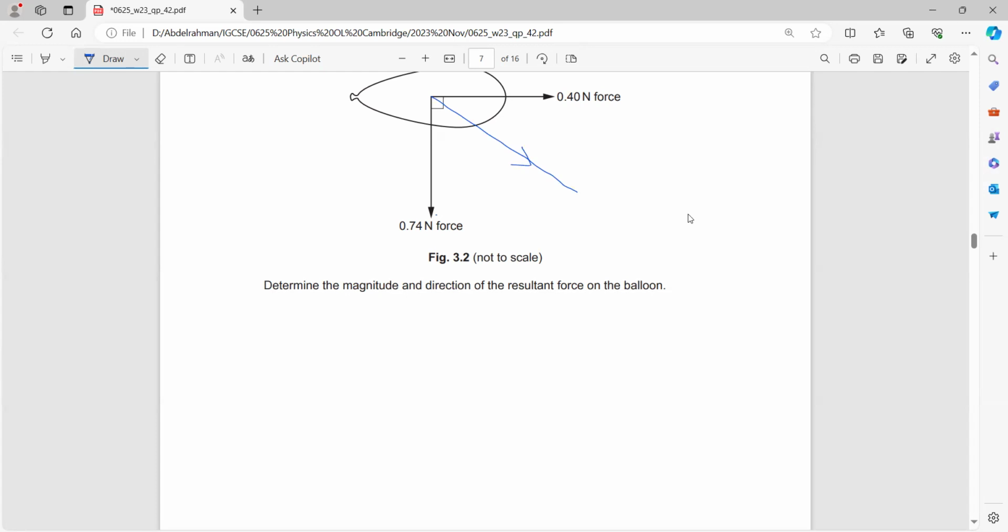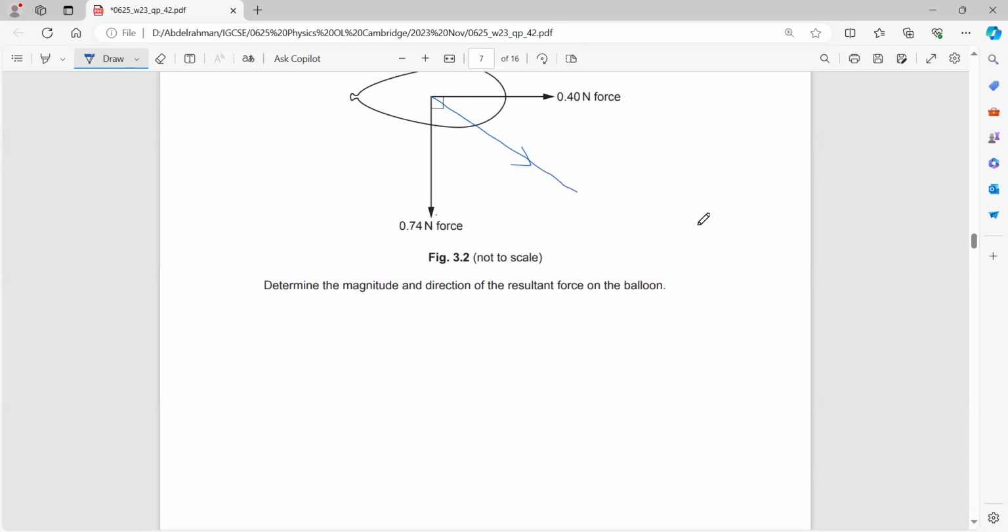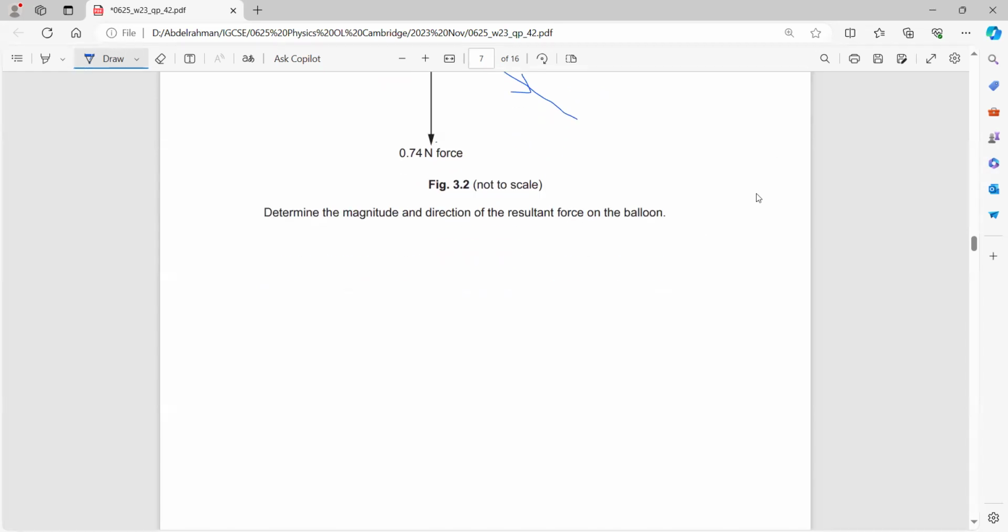How should I draw the diagram? Do I need to draw the diagram? No, you do not have to draw the diagram, but it's good practice to draw it so that you know the direction of the force. Initially, you had a force which was 0.4 newtons in this direction.